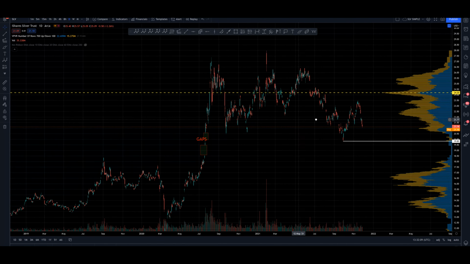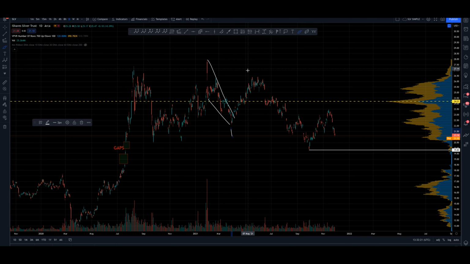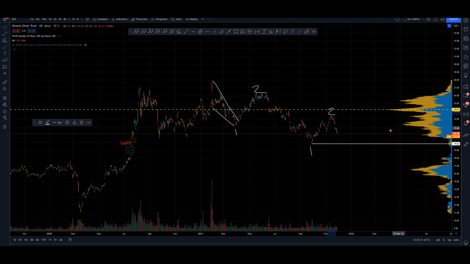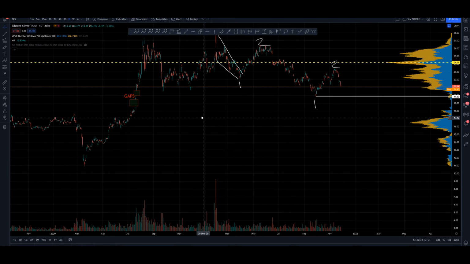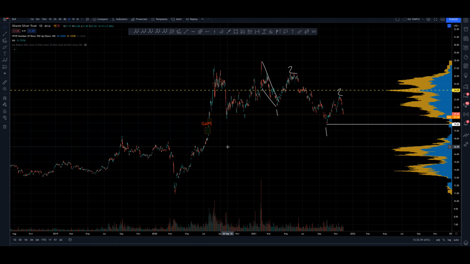Okay, what if this is still a diagonal, and this is 1, and this is 2, and this is 1, and this is 2. That's scary. Is there even room for this to be that bearish? Oh, but then that just doesn't make any sense.